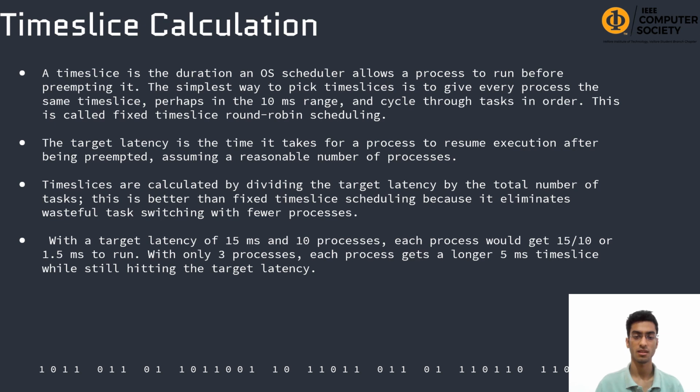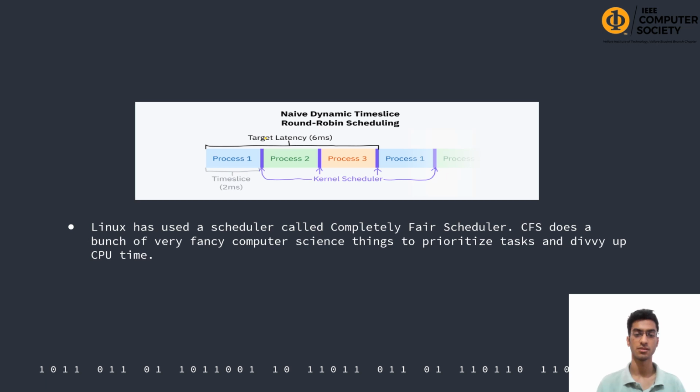Now, round robin scheduling with this basic time slice calculation is close to what most computers do nowadays. Since 2007, Linux has used a scheduler called CFS. So you can refer to this diagram for easy understanding of the dynamic round robin scheduling.